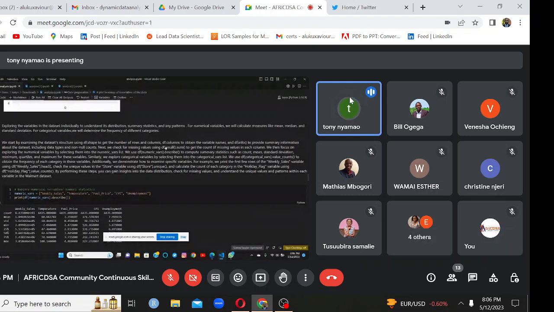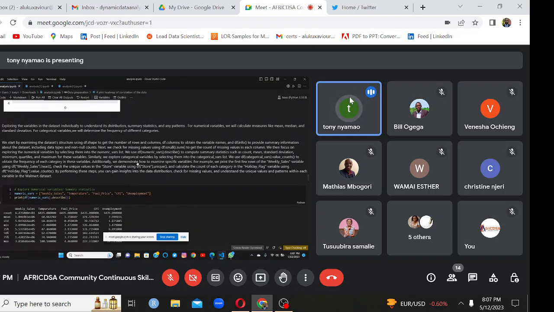Then the df.isnull, the one that I've explained, .sum, is to check the count of missing values in each column. We then focus on exploring the numerical variables by selecting them into the numeric_vars list, which I've done down here. We use df[numeric_vars].describe to compute summary statistics such as count, mean, standard deviation, and to obtain the frequency of each category in each variable.